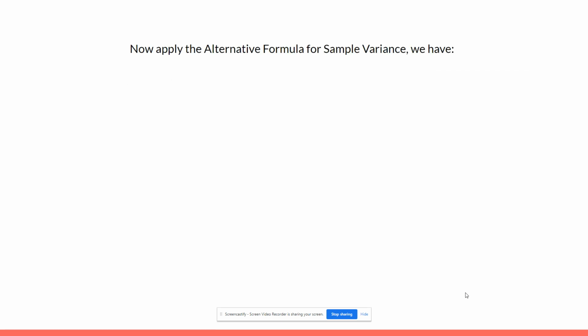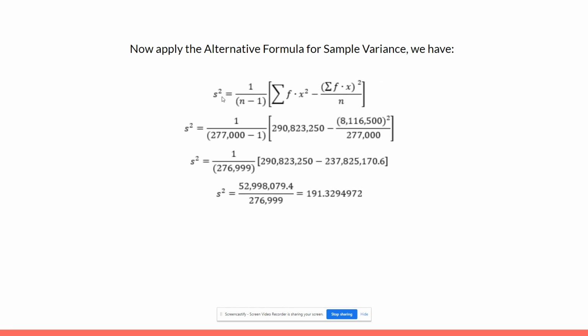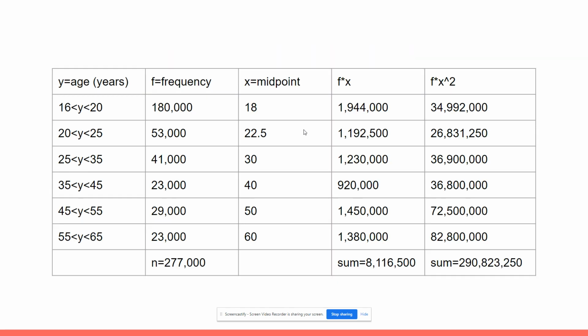All right, so now we're going to apply the alternative formula for sample variance, which was this guy. Okay, so n minus 1, we had 277,000 people interviewed minus 1. This is what we calculated for f times x squared back here. This is the total.